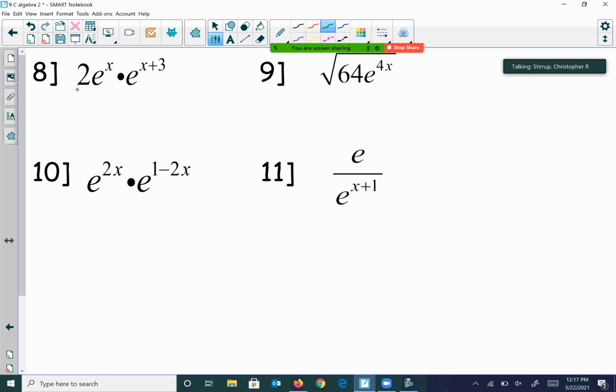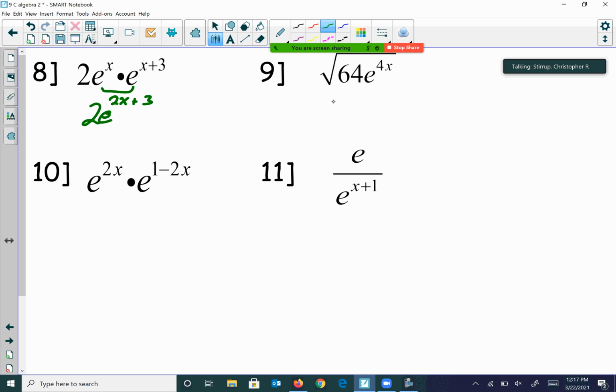All right, so 2 times the 1 out front is going to give me 2. Like bases, add the exponent, so x plus x is 2x. So I get 2e^(x+3), and that's my answer.